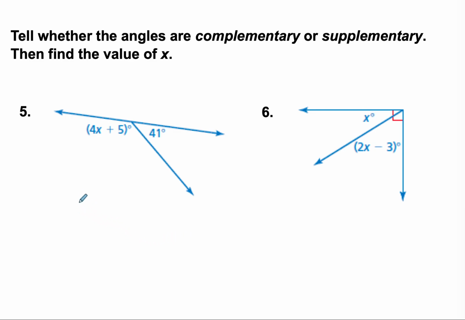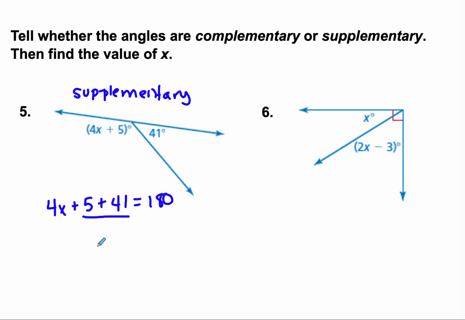All right, so let's go ahead and check these. First thing we need to do is label complementary or supplementary. So number 5, that's supplementary. They form a straight line. Okay, so when I write my equation, I've got 4x plus 5 plus 41 equals 180. I need to combine my like terms that are on the same side of the equation. 5 plus 41 is 46. So I have 4x plus 46 equals 180.